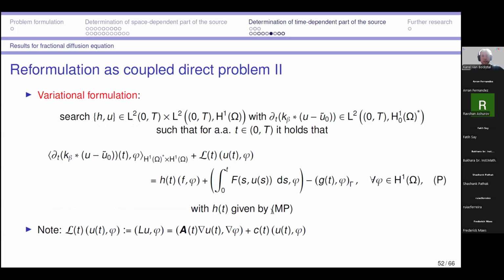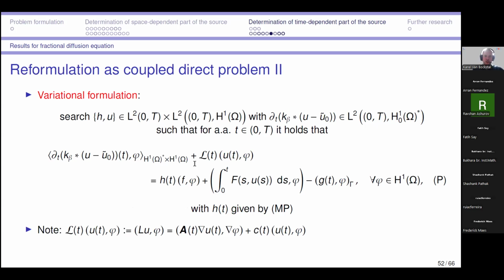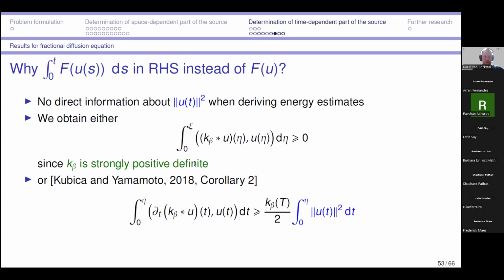So this is the weak formulation of the problem. We reformulate it as a coupled direct problem. This is after applying Green's formula, and this is an expression for the bilinear form. Here we have h of t, and h of t is expressed in this way. If you substitute it, you get an equation for u. And so, why this time integral?